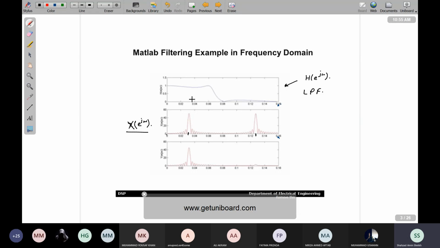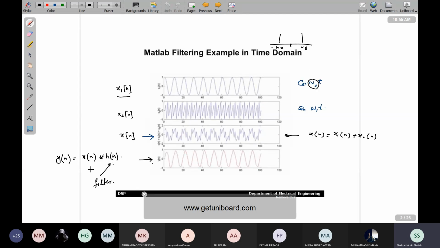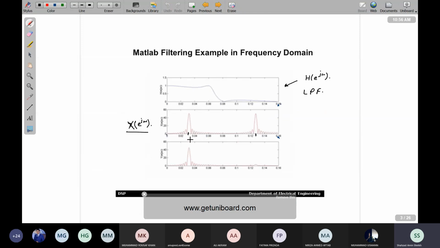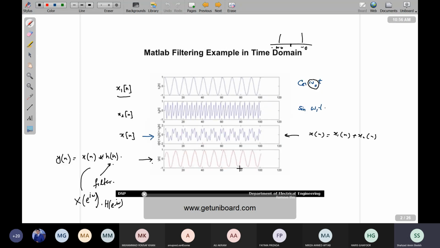Now what is happening whenever you are multiplying it? In time domain we are convolving, and you will be watching that in frequency domain it is nothing but X of exponential j omega into H of exponential j omega. Both the frequency responses will be multiplied, and as a result of that, this frequency component will be passed, and this frequency component, because it's being multiplied with the attenuated portion of the filter or 0, that portion is vanished. So as a result, you have obtained in frequency domain only one frequency component, which is shown here.